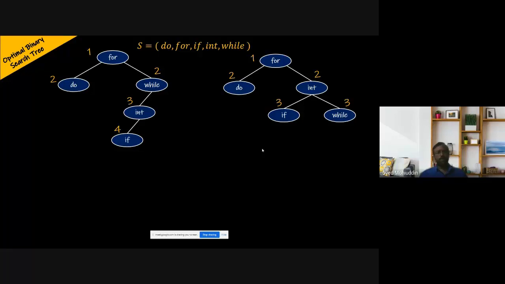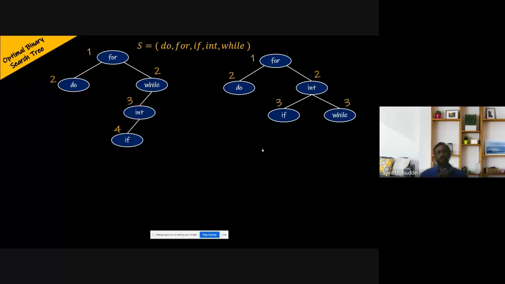Now usually we have seen binary search trees in terms of numbers, that is 10, 20, 30 or any integers. But binary search trees can be applied to any type of data. The thing is, the elements we are trying to build the binary search tree from should be comparable. For example, in this case, we have a set of 5 elements: do, for, if, int, and while. Though you can take numbers also, this problem can be applied on numbers also.